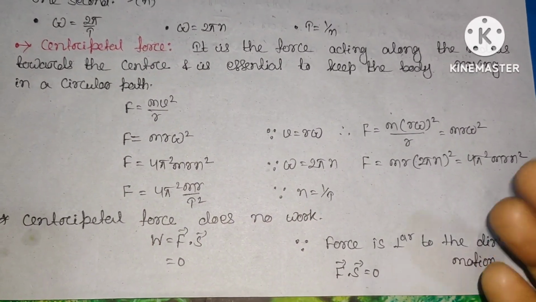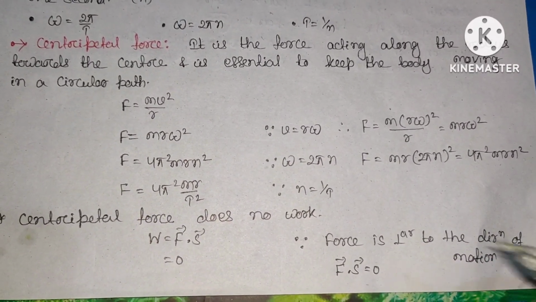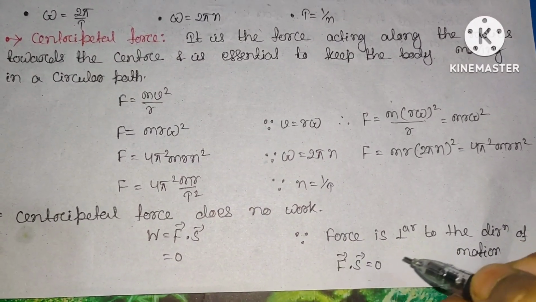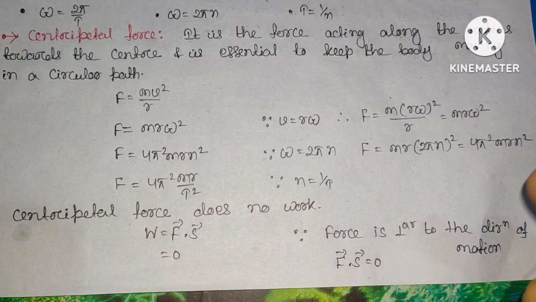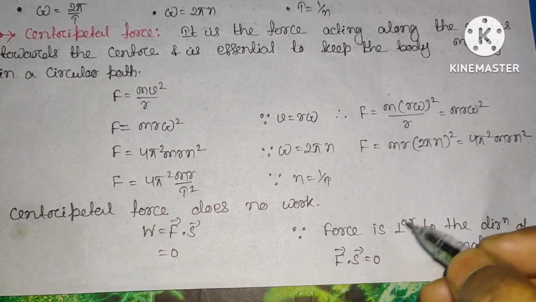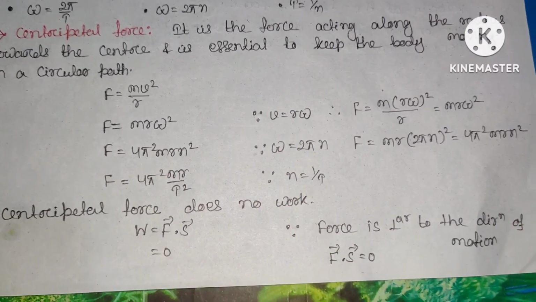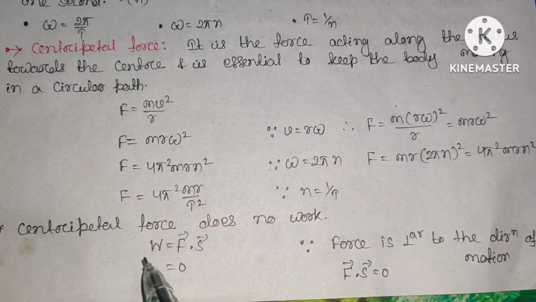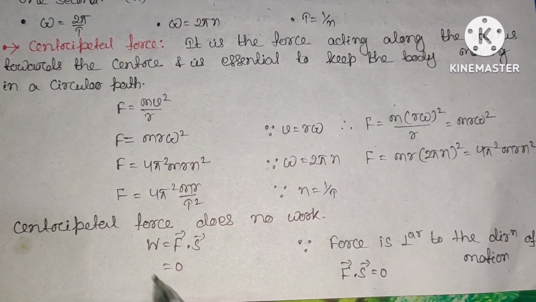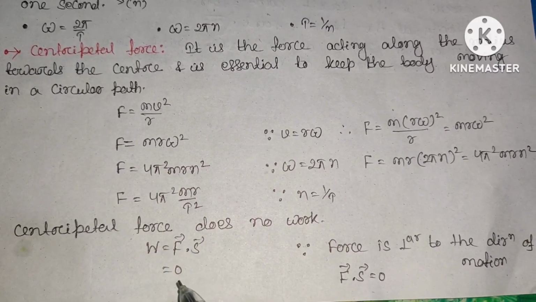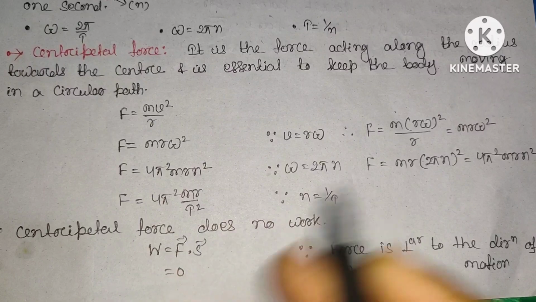Since force is perpendicular to the direction of motion, F dot S is Fs cos theta. So Fs cos theta means what? Perpendicular means cos 90, and cos 90 is 0. So F dot S equals 0, that is, the work W equals 0. It means the centripetal force does no work.